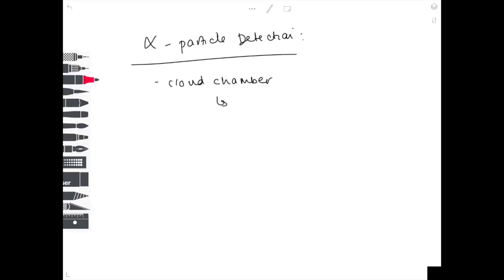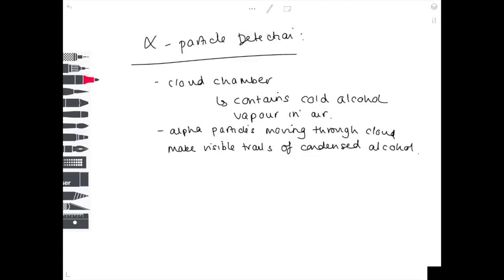We use a slightly different method for detecting alpha particles. This time you're going to use a cloud chamber. And remember, that contains cold alcohol vapor in air. And what you see is the alpha particles moving through that cloud make visible trails of condensed alcohol. Do notice though that, as with the beta and the gamma, you can actually detect them using a Geiger-Müller tube also, which is probably an easier experiment to describe.